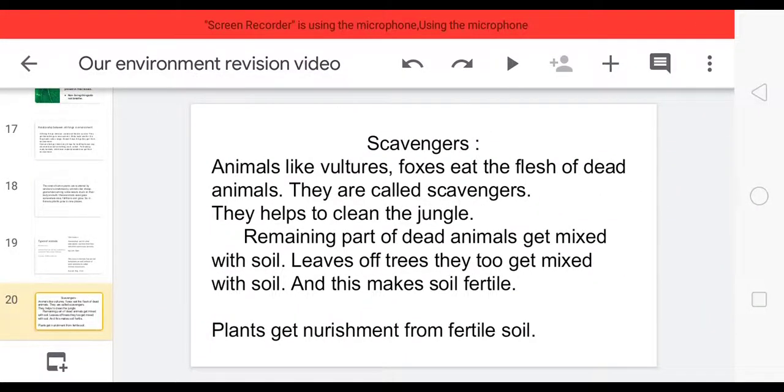Scavengers. Animals like vulture, foxes eat the flesh of dead animals. They are called scavengers. They help to clean the jungle.